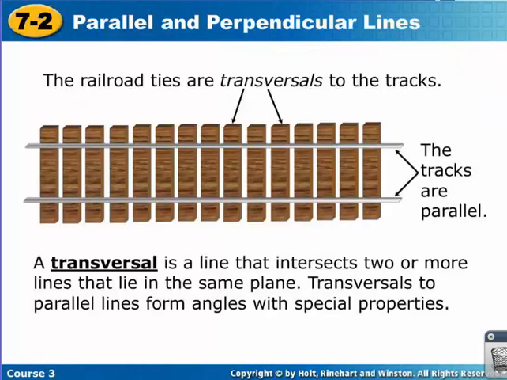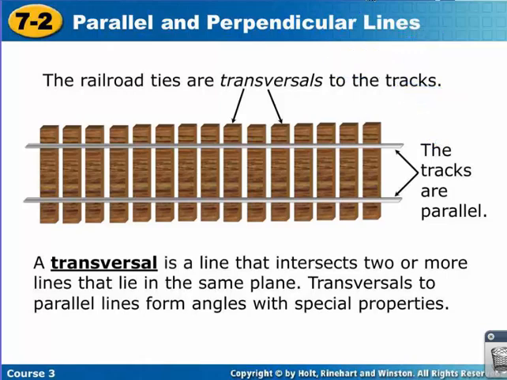Now, today we're going to talk about a transversal as well. It says railroad ties are what we call transversals to the tracks. Okay, a transversal is a line that intersects two or more lines that lie in the same plane. Okay, so if I were to take two lines, any two lines, doesn't matter where they are, like here's two lines, if I make a line go across them, that is a transversal.